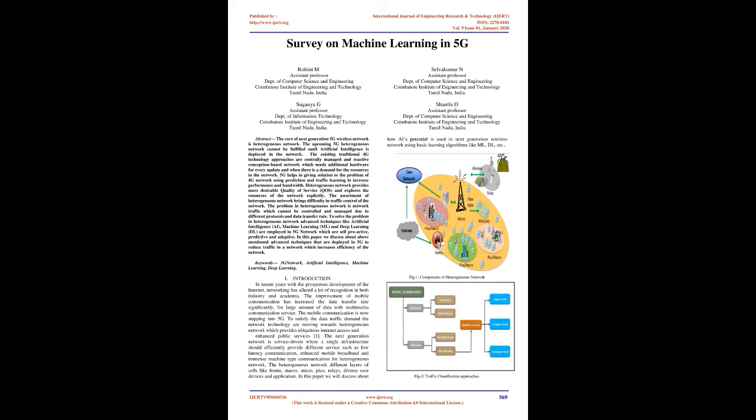The next generation network is service-driven, where a single infrastructure should efficiently provide different services such as low-latency communication, enhanced mobile broadband and massive machine-type communication for heterogeneous network. The heterogeneous network has different layers of cells like femto, macro, micro, pico, relays, diverse user devices and applications. In this paper we will discuss how AI's potential is used in next-generation wireless network using basic learning algorithms like ML, DL, etc.